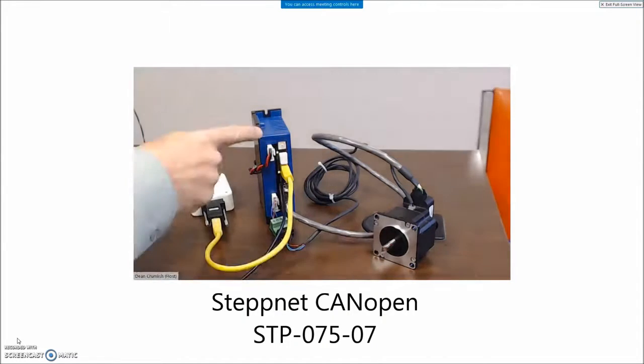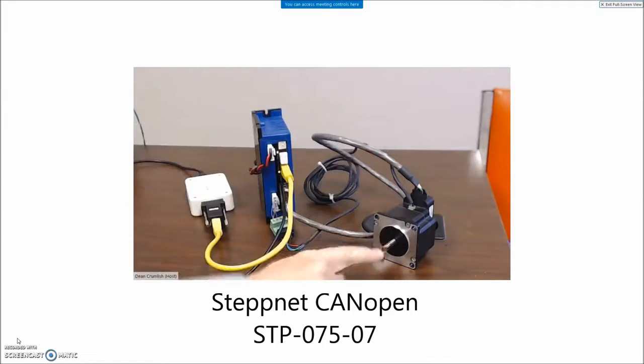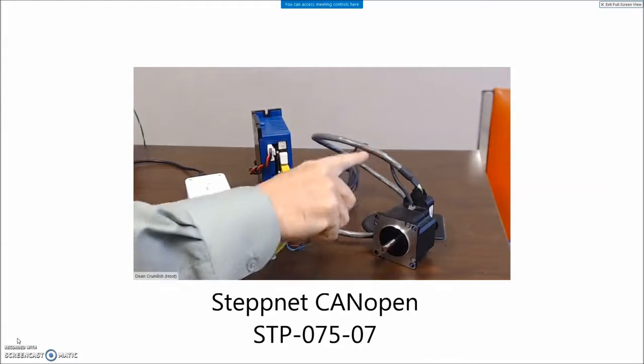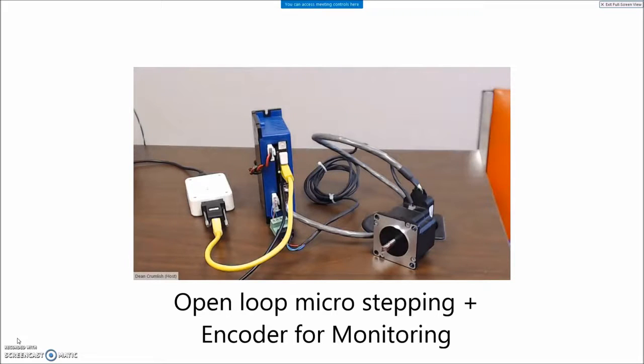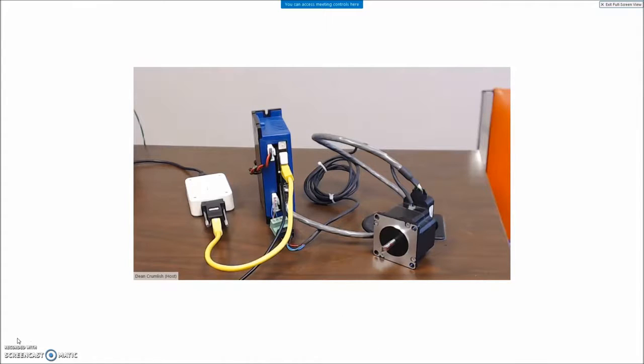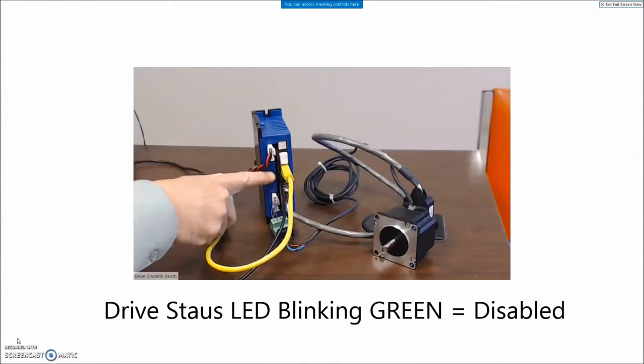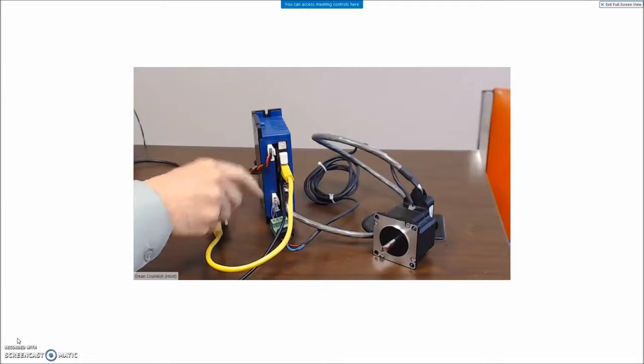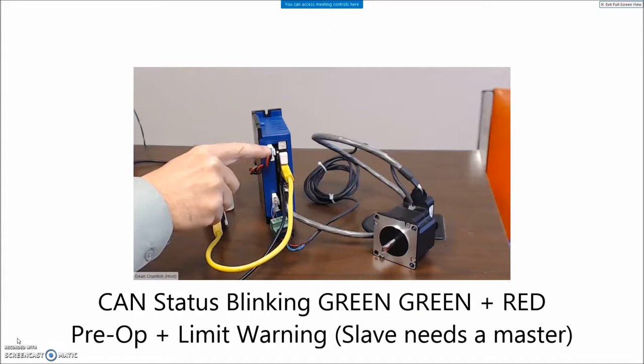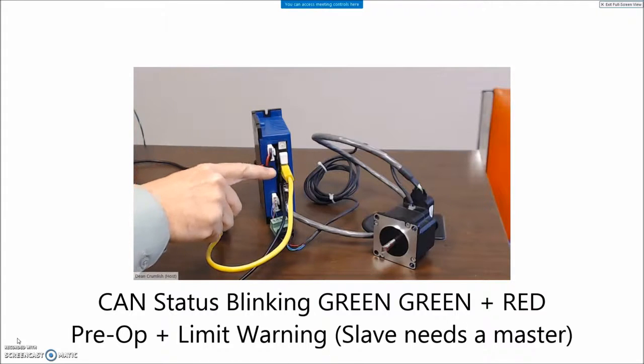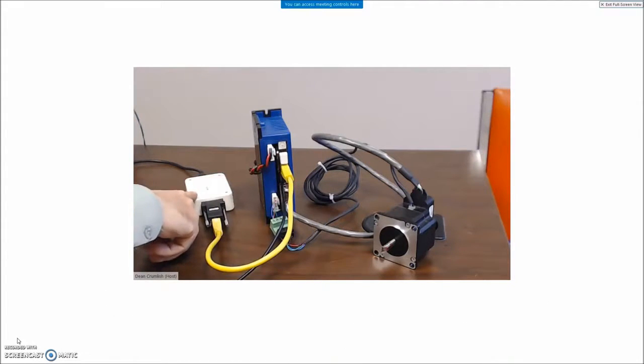So today here I have a Copley STP connected to a stepping motor with encoder. This is going to be open loop microstepping, 4,000 microsteps per rev to match my 4,000 count per rev encoder. This has all been set up and tuned with CME2. The drive is disabled, blinking green. We can also see the CAN status is blinking red because the CANopen master has not been connected yet.